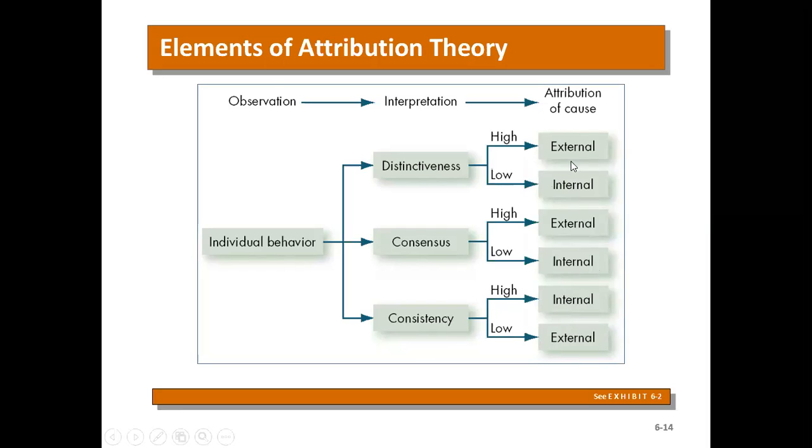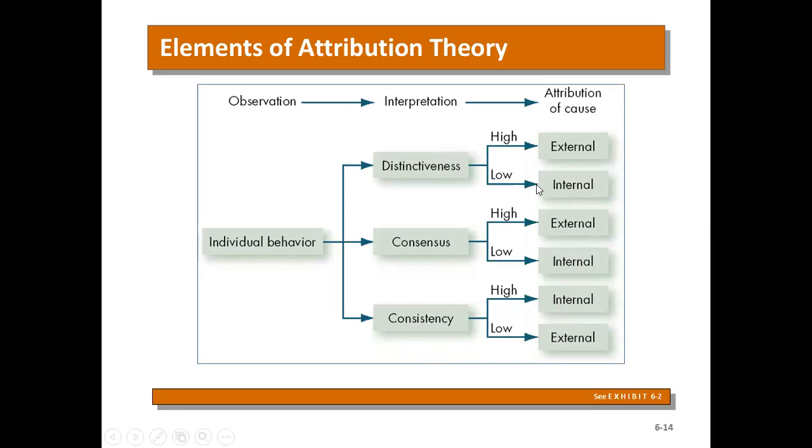So please look at the difference here. If the distinctiveness is high, if consensus is high, and if consistency is high internally. You see this here? This is the difference. So both distinctiveness and consensus are high externally, and consistency is high internally. You are behaving in the same manner all the time because of your personality or the attitude that you have. This is consistency, right?